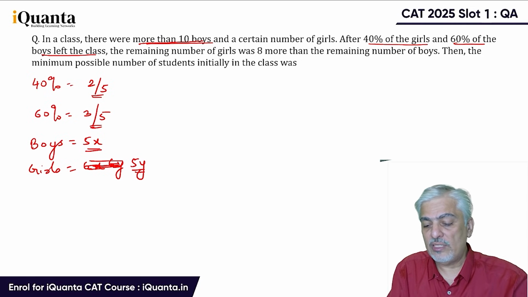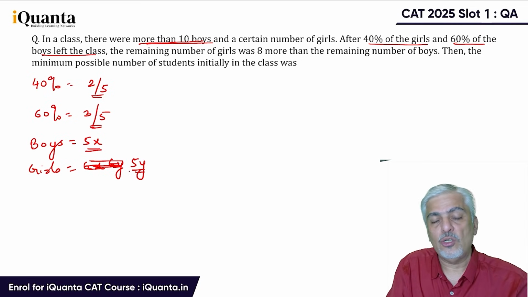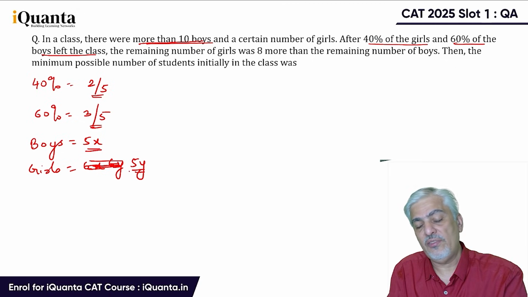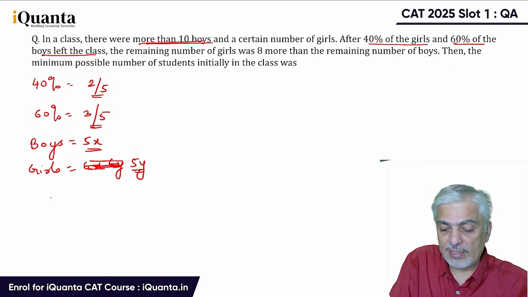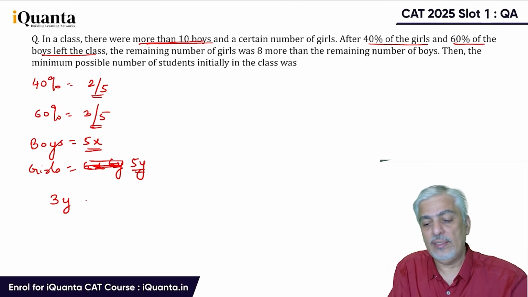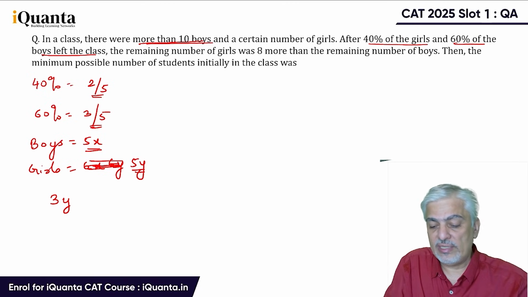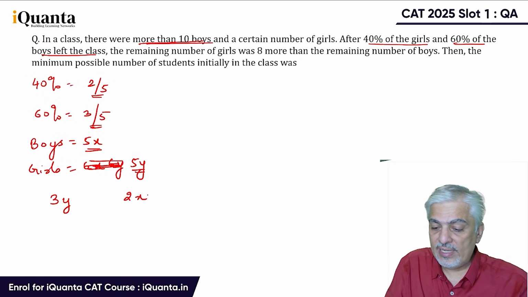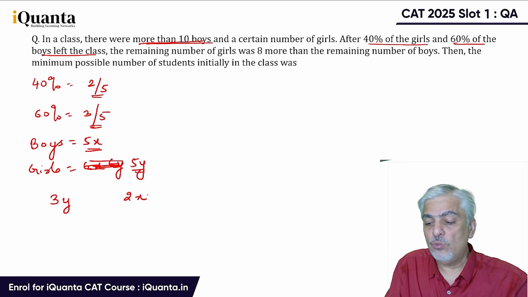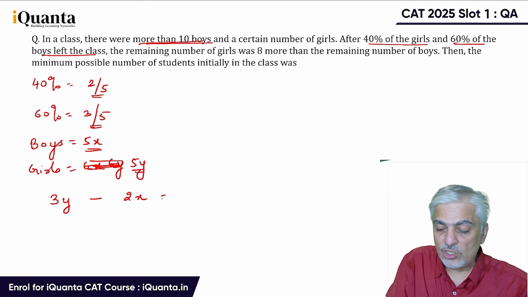Now, 40% of the girls left. So 40% of 5y, which is 2 by 5 of it, means 2y girls left. So 3y girls are remaining. The number of girls remaining are 3y. And in the same way for boys, the number of boys remaining are 2x. And they said the number of girls was 8 more than the number of boys. That means 3y minus 2x is 8.